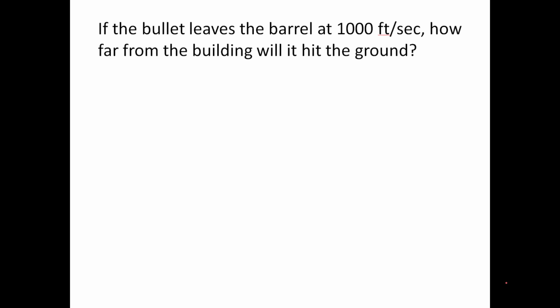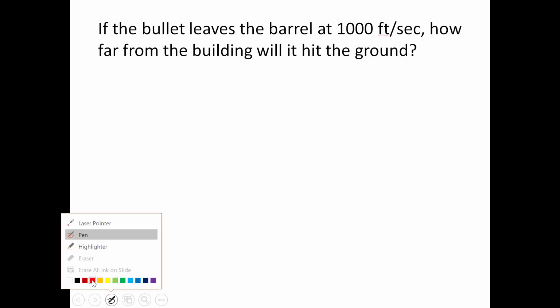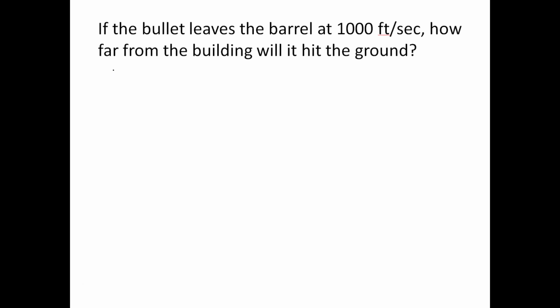can find two equations. So since the bullet is fired at 1,000 feet per second, how far it will travel horizontally is just a simple distance equals rate times time. So x of t, how far it will go horizontally, is just 1,000 times t, however many seconds.